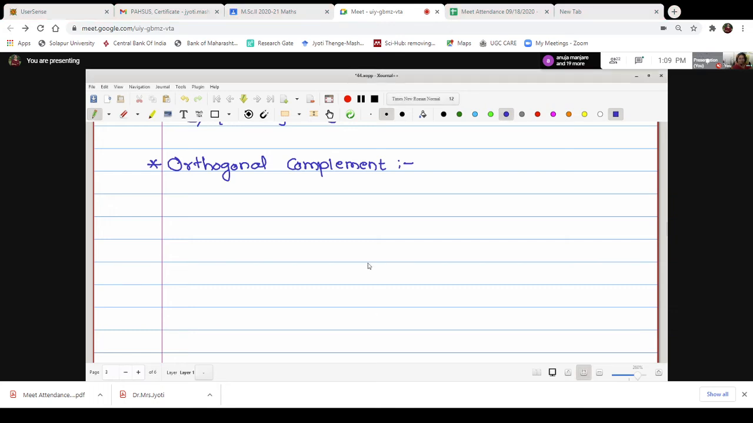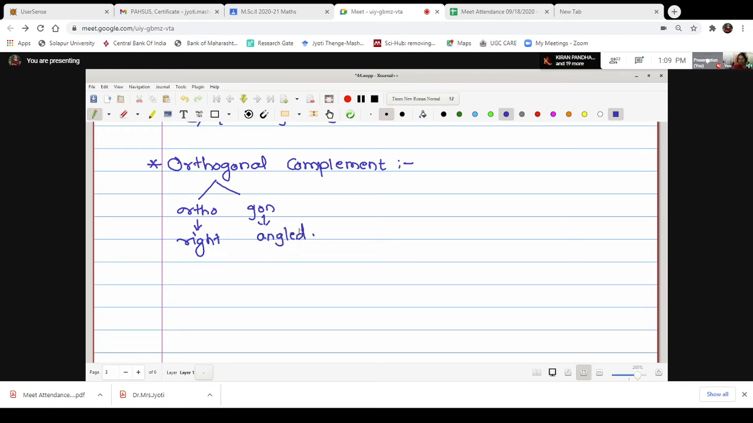If two vectors are perpendicular, then they are orthogonal. Perpendicular and orthogonal are the same words. This word orthogonal is actually a combination of two words: ortho and gon. Ortho means right, and gonal means angle.